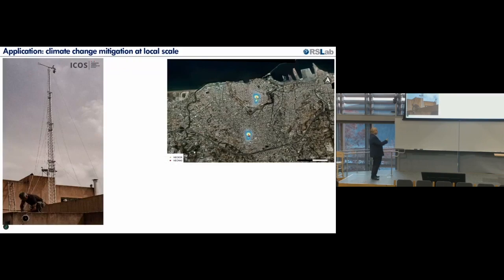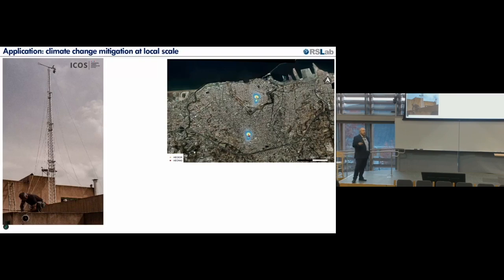So this is the flux tower in the center, and it runs for more than 10 years. 5 years ago, we deployed a second flux tower here. Both flux towers are labeled by ICOS. ICOS is a big European infrastructure, the International Carbon Observation System.